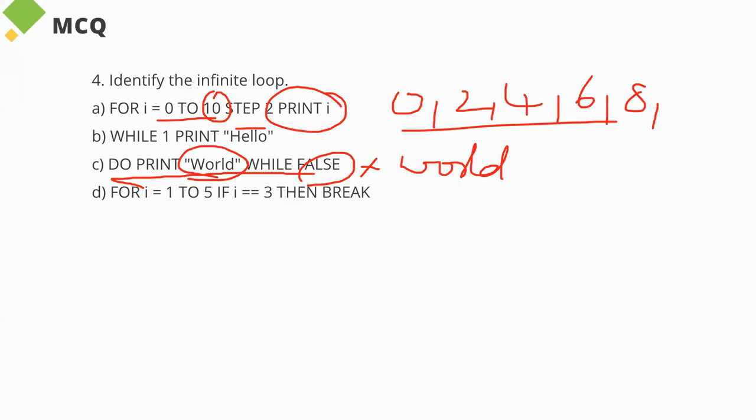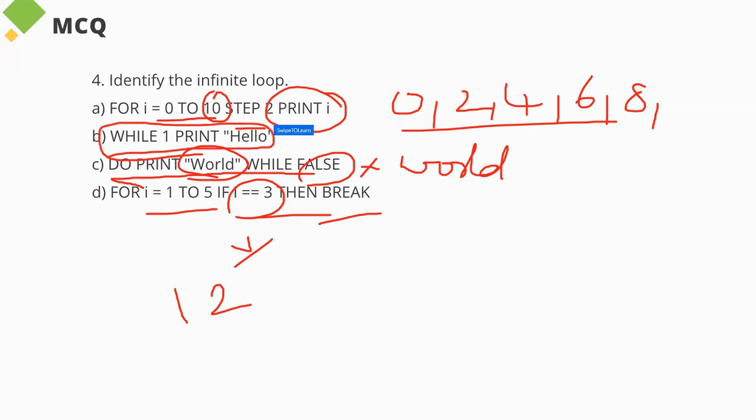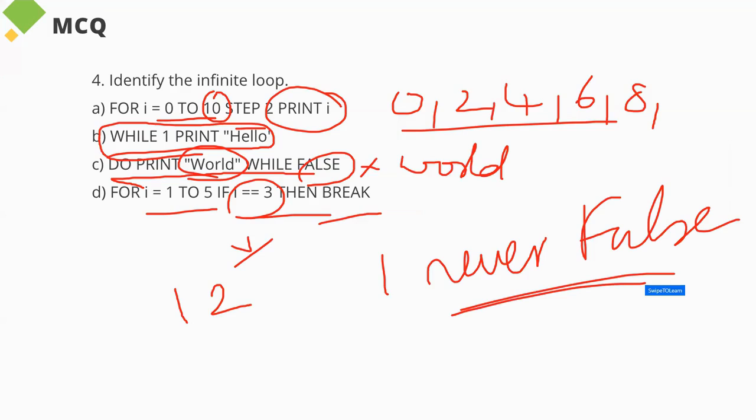For I equals 1, 2, 3, if I equals 3, then break. Then this output would be 1, 2, right? Because from I equals 3, it's going to break. So see option B, while of 1 print, because 1 never becomes false. So we can't terminate from the loop. So it's going to lead to an infinite loop. So the option is B.